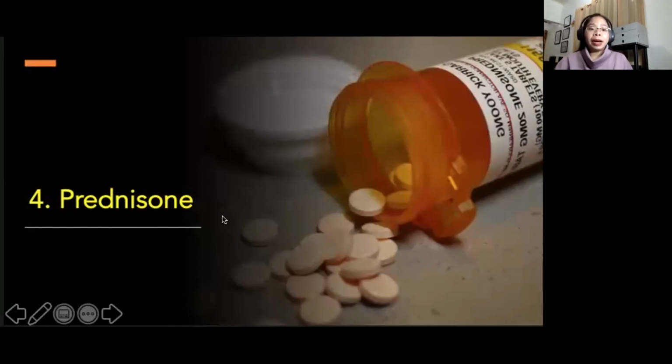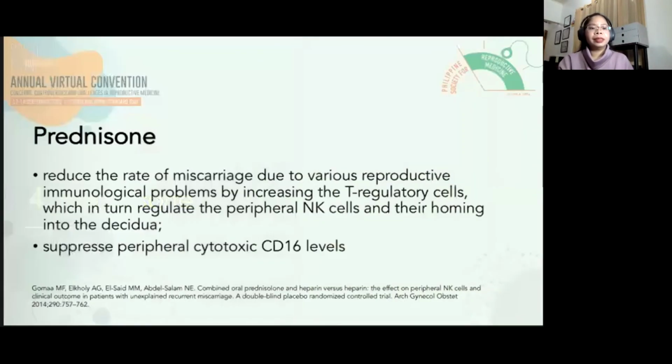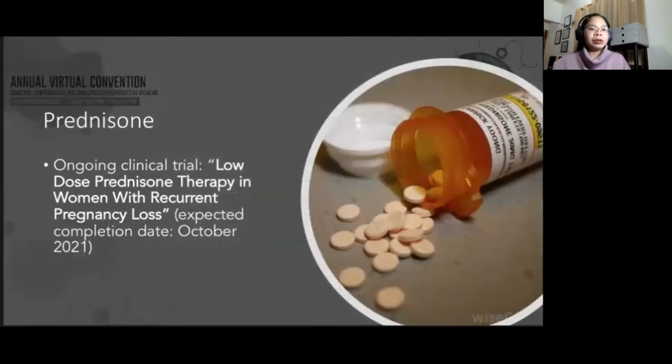And lastly, we talk about prednisone. Prednisone reduces the rate of miscarriage due to various reproductive immunological problems by increasing the T regulatory cells, which in turn regulate the peripheral NK cells and their homing into the decidua. They also suppress the peripheral cytotoxic CD16 levels. There is actually an ongoing clinical trial entitled Low Dose Prednisone Therapy in Women with Recurrent Pregnancy Loss, and this is expected to be completed by October 2021. So we await the results of this clinical trial.